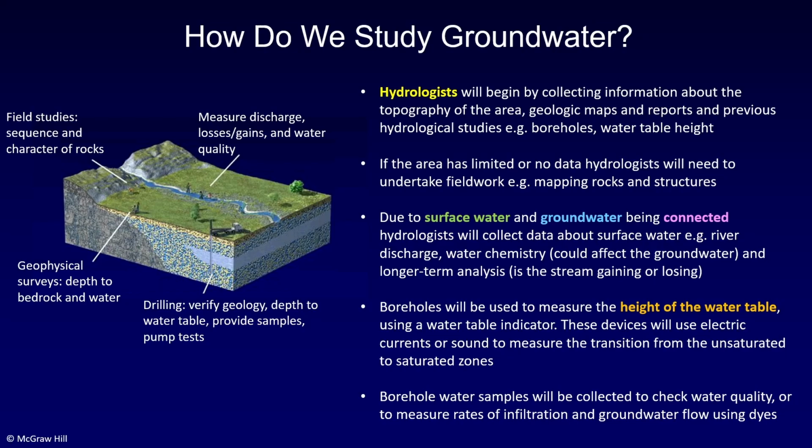And then we will also be collecting borehole water samples, and this will allow for checks on water quality. It will allow geologists to measure the rate of infiltration, how quickly water enters the borehole, and it will also allow for groundwater flow to be mapped using dyes. So if you have several boreholes in an area, you can put a biodegradable dye down one of the boreholes and you can monitor the other boreholes to see how quickly that dye appears in the water located in that borehole.